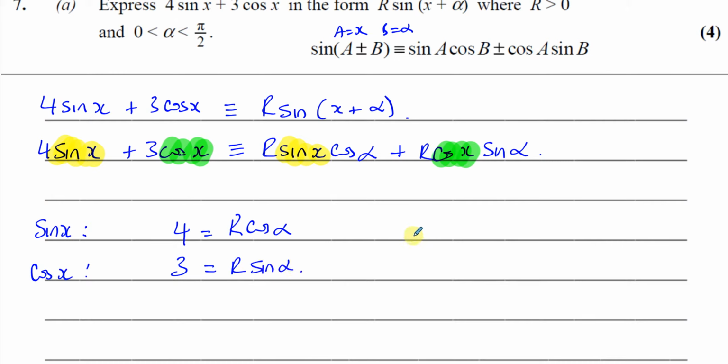From here there's lots of different ways you can proceed. I personally prefer this method where I make cosine alpha the subject, so cosine alpha equals 4 over r, and make sine alpha the subject, so sine alpha equals 3 over r, and just make a little right angle triangle with an alpha there.